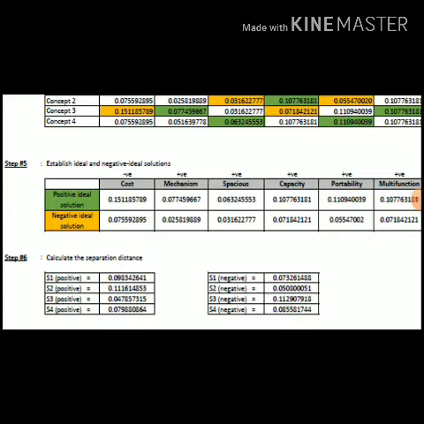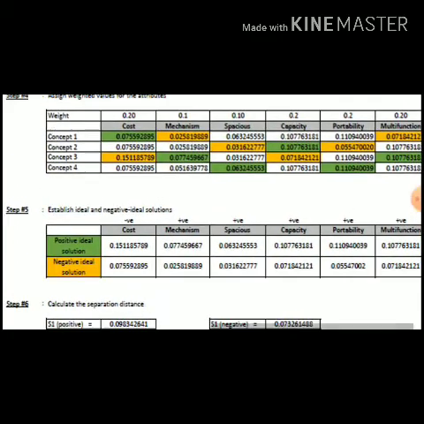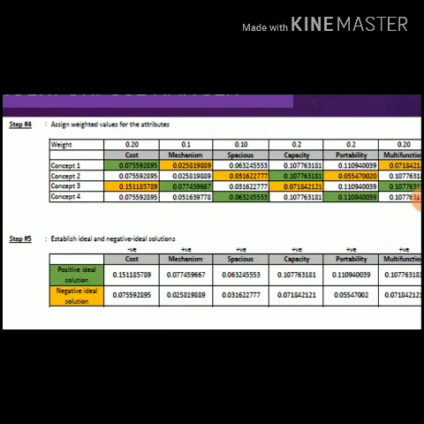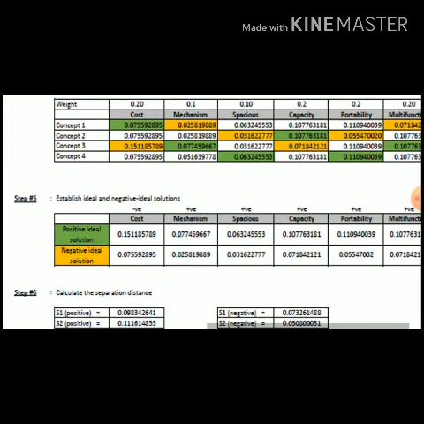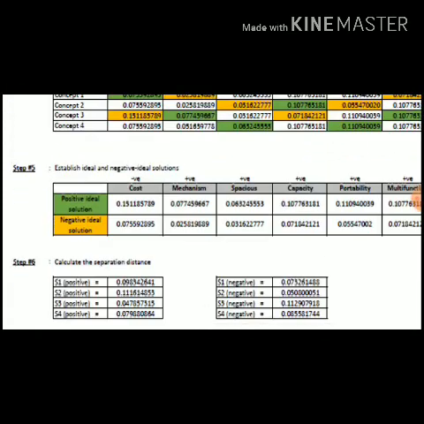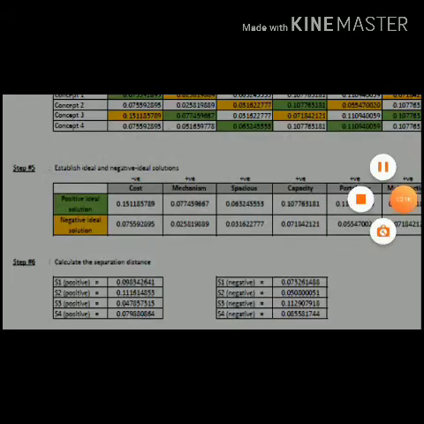So speaking of that, step number 5 has to be linked to step number 4. I have put in colors, where green represents the positive ideal solution in step number 4, and amber represents the negative ideal solution. So putting in the values and tabulating them, we have step number 5, as easy as that.